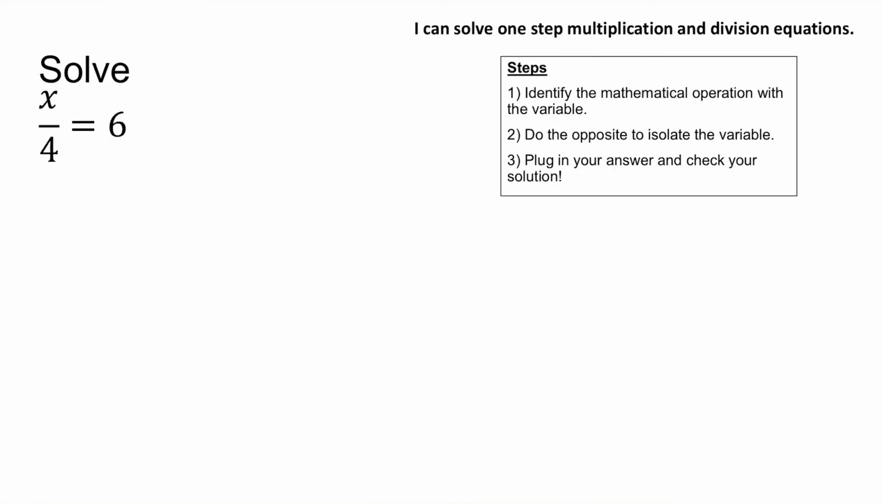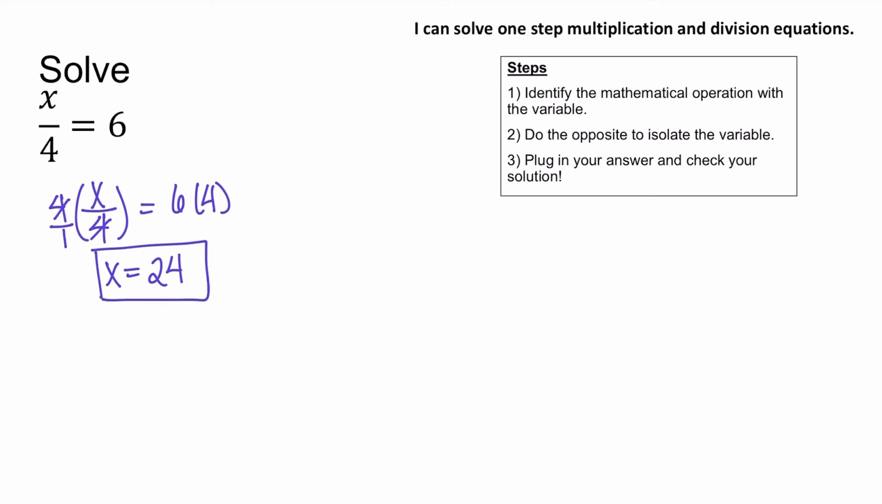Let's try solving x divided by 4 equals 6. The opposite of dividing by 4 is to multiply by 4. So I'm going to multiply both sides of my equation by 4. Here the 4's will cancel, giving me x equals 6 times 4, which is 24. Now I'm going to go to the original problem and plug that back in. So I get 24 over 4, and I'm verifying if that equals 6. 24 divided by 4 does equal 6, so my solution is correct.